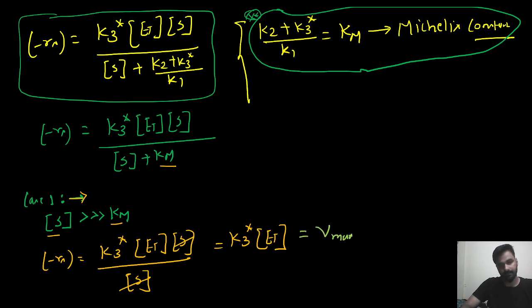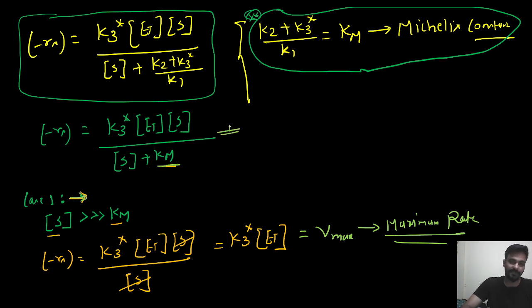Vmax, and this is called the maximum rate. It's very important. What is Vmax? That is the maximum rate. And Vmax occurs when substrate concentration is very much greater than this Km. So you have to understand this formula only. If you are able to remember this formula, then the thing will be very easy. So in case first, if substrate concentration is very high compared to Km, then the maximum rate will occur.